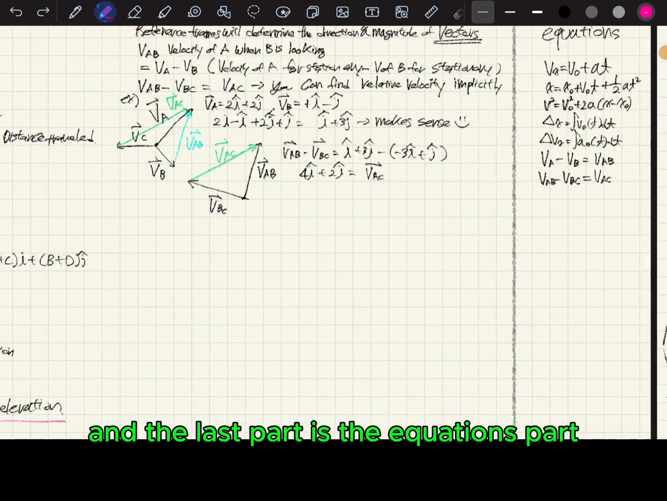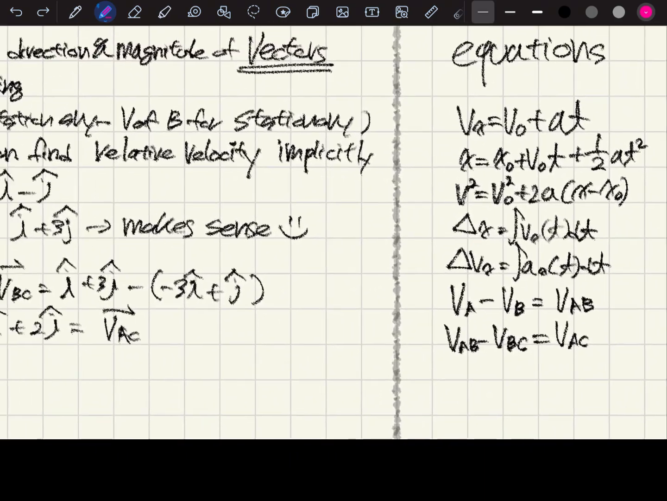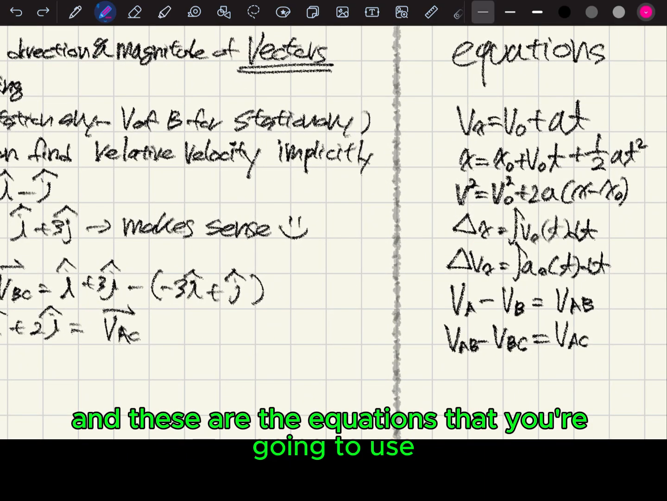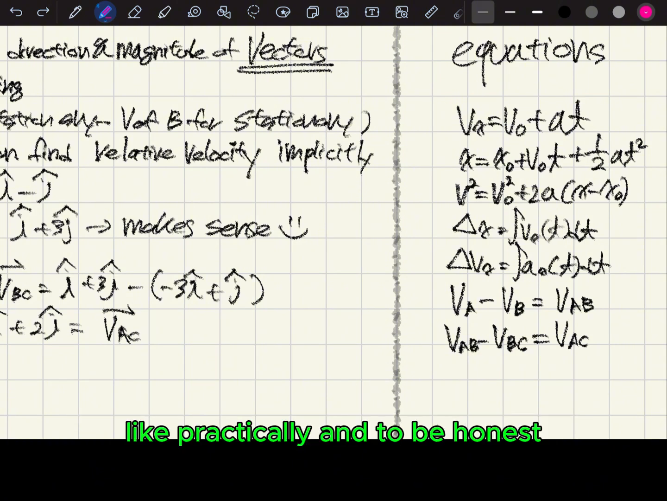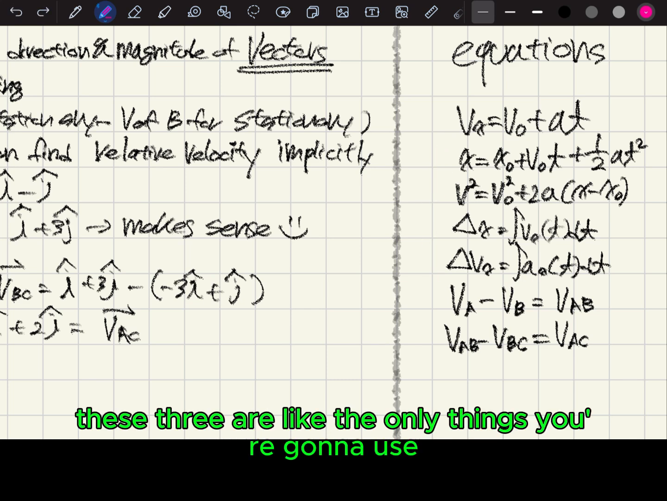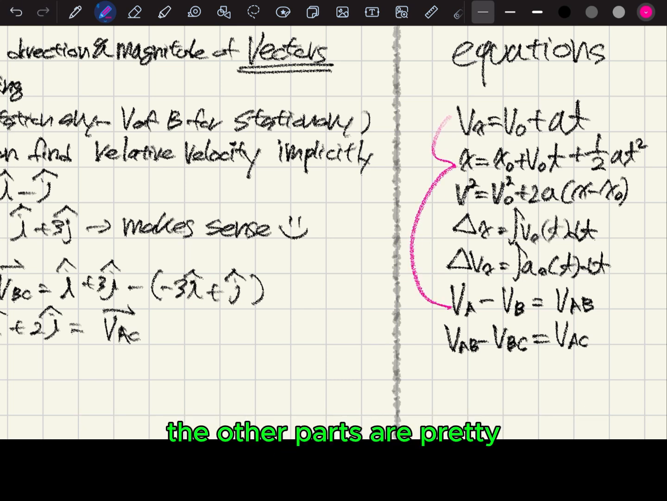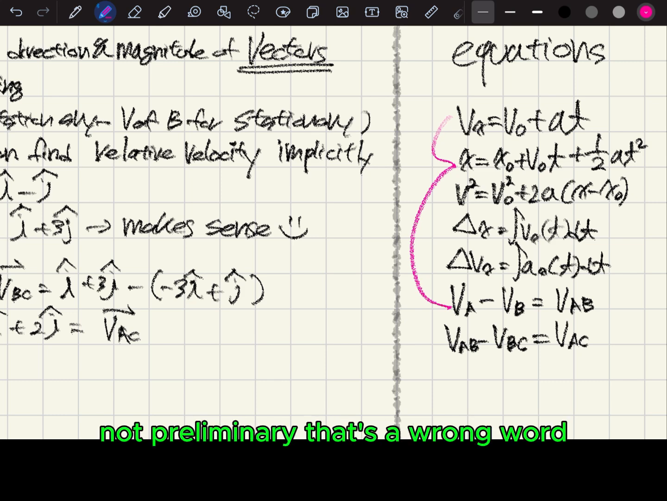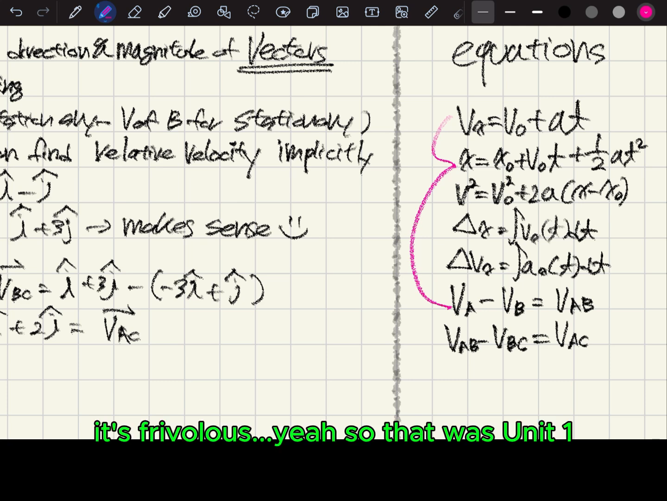And the last part is the equations part. These are the equations that you're going to use practically. And to be honest, these three are the only things you're going to use. The other parts are pretty preliminary. Not preliminary, that's the wrong word. It's frivolous. Yeah. So that was unit 1.